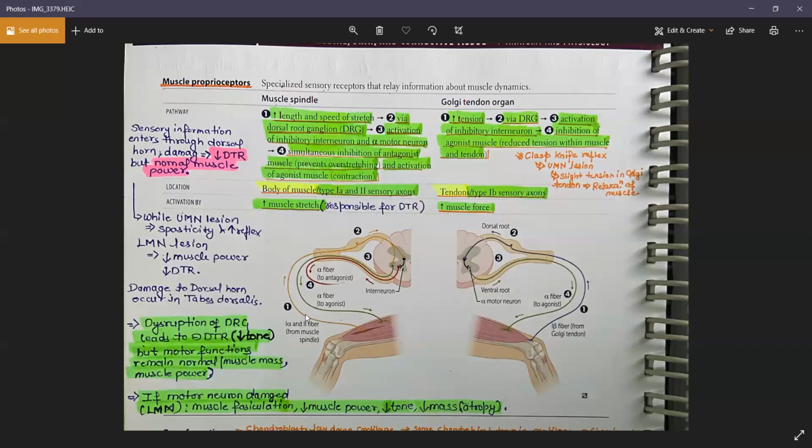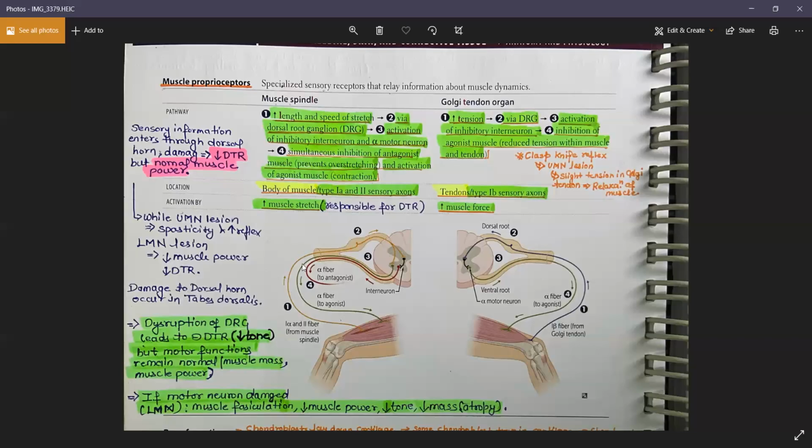But if the motor neurons are damaged, upper motor neuron or lower motor neuron, in that case you can get a paralysis. So please note the difference between these pathways. These are all just for the reflexes.